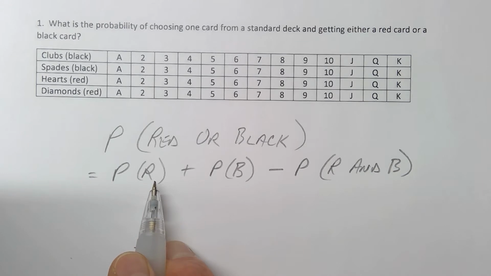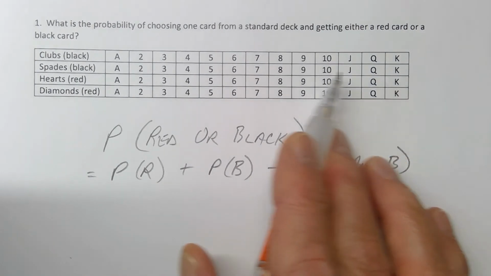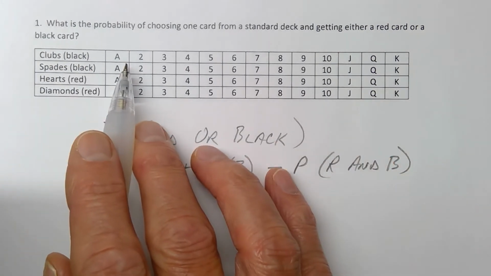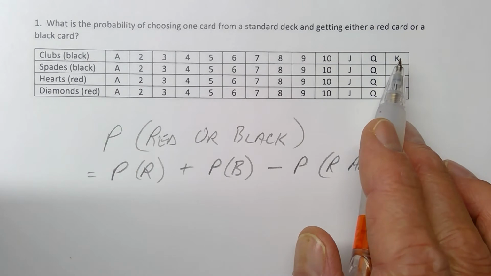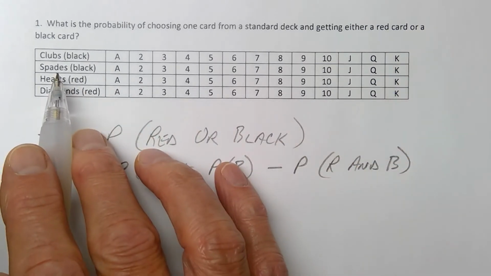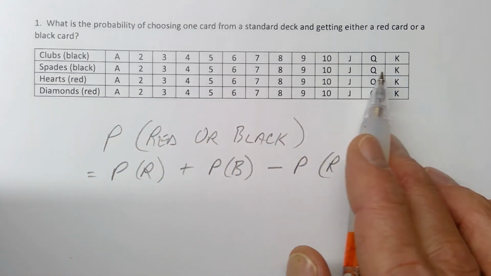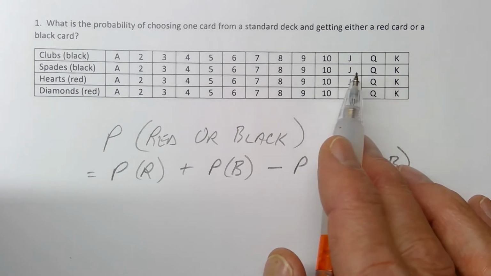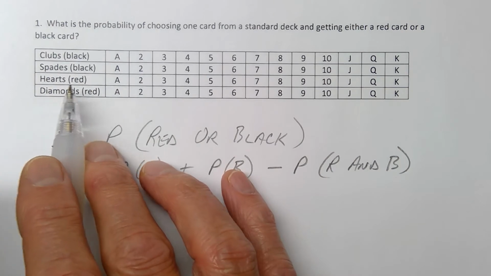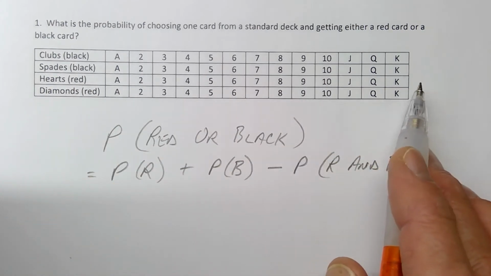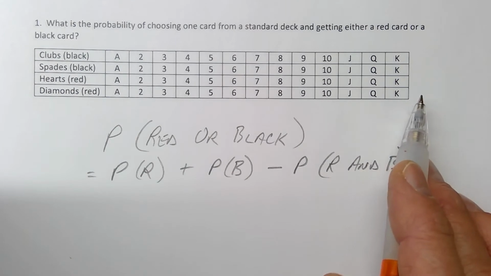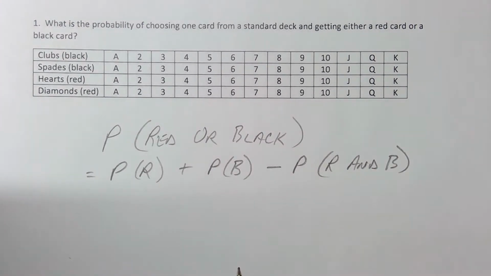Let's calculate the probability of drawing a red card out of a deck of cards. I have a graphic up here of a deck of cards. Clubs are black, ace through king, that's 13 cards. Spades are also black, ace through king, 13 cards. Hearts are red, ace through king, 13 cards. And diamonds are red, ace through king, another 13 cards, for a total of 52 cards in a deck.